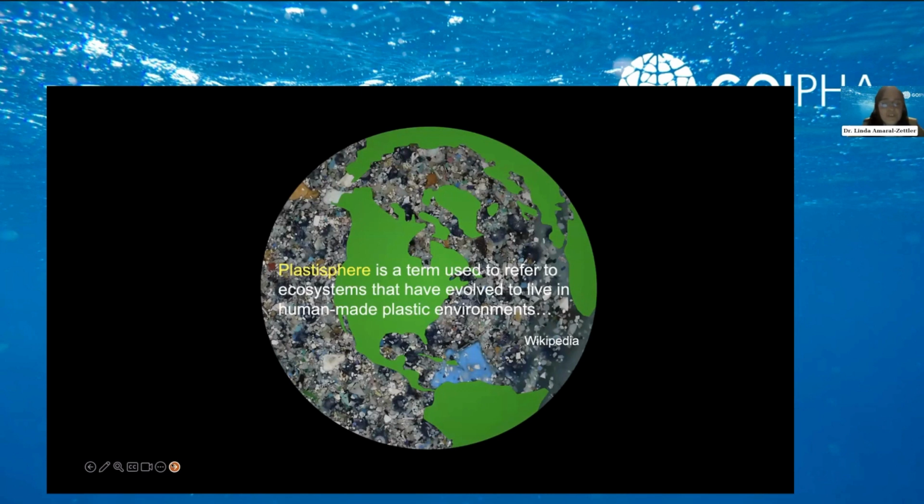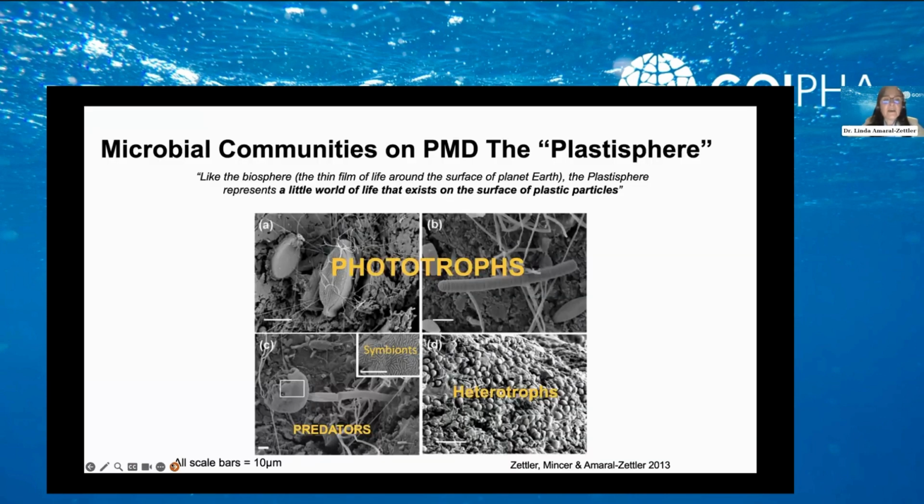And if you do a wiki search on the definition of plastosphere, it's been described as ecosystems that have evolved to live in human-made plastic environments. When I, as a microbial ecologist and oceanographer, started thinking about the plastosphere, we considered it this thin film of life that develops on plastic. So there is no virgin plastic in the ocean. It is colonized by microbes.